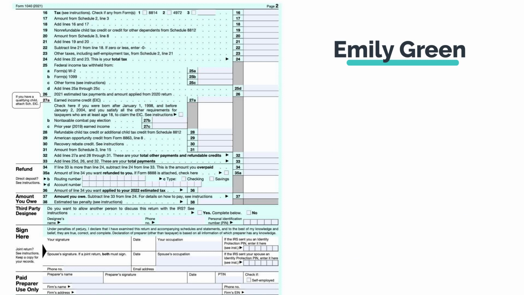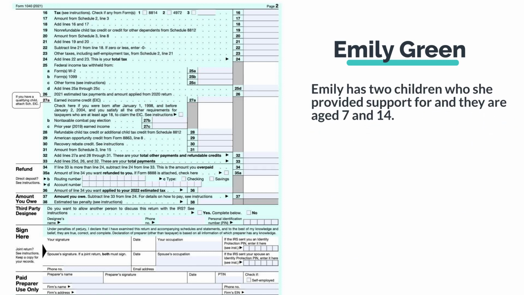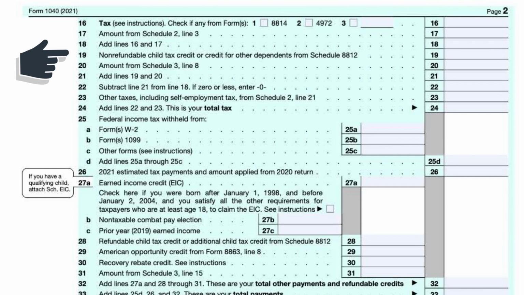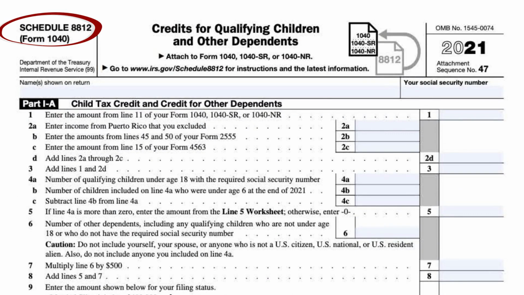Emily has 2 children who she provided support for, and they are aged 7 and 14. Based on the information just learned, her children qualify for the credit. The amount entered on line 19 comes from Schedule 8812. So we will need to complete this schedule.